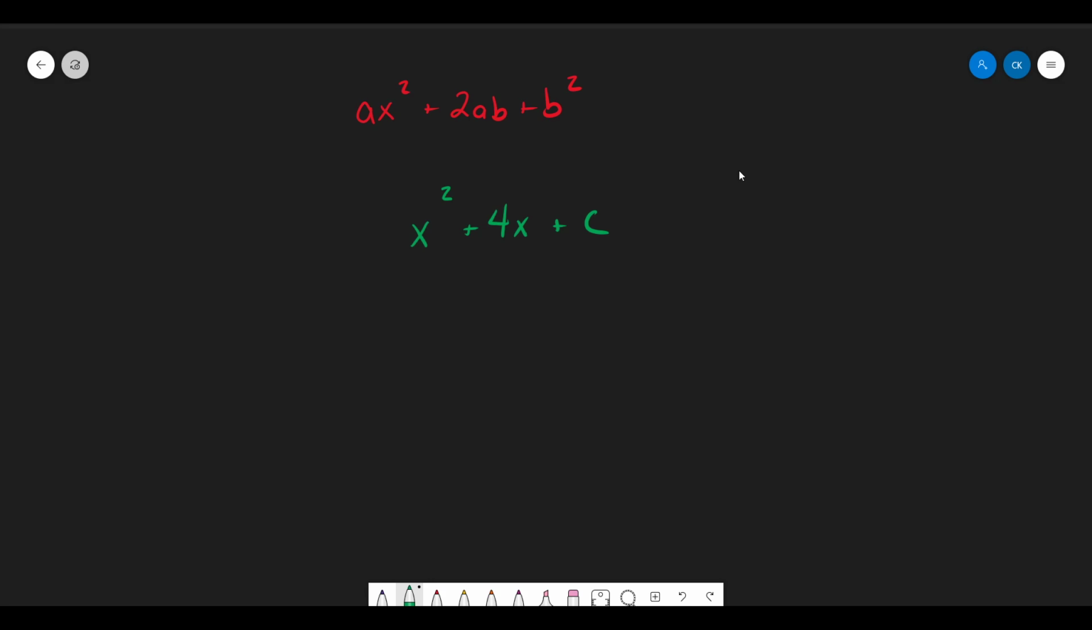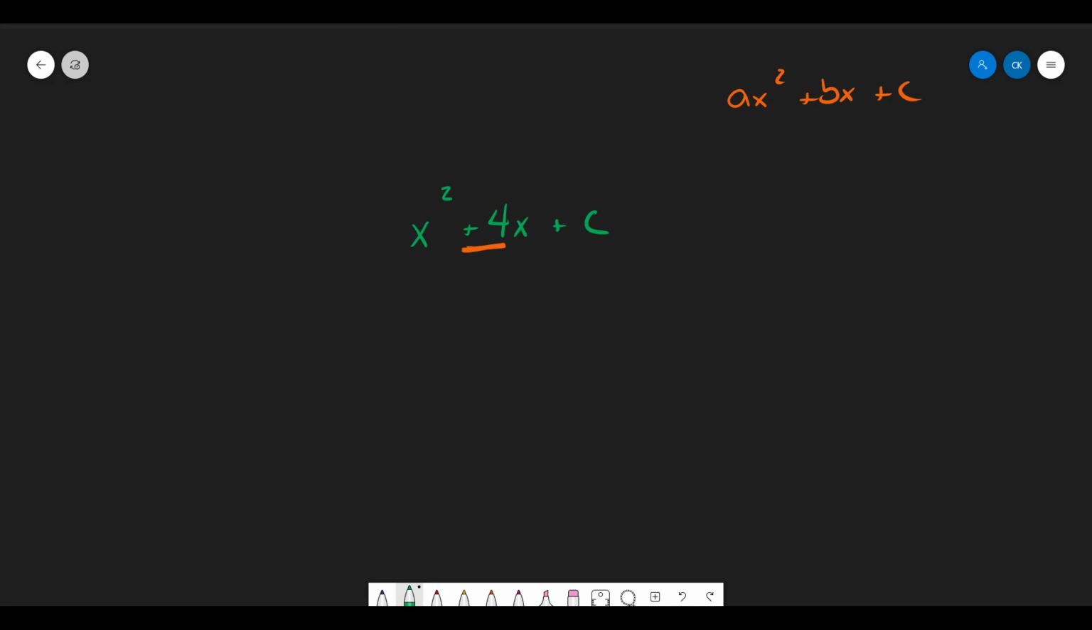The easiest way to do that is a two-step process. The first step, you're going to take half of b. Now, what is b again? b is the coefficient of x. Remember, it's ax squared plus bx plus c. We're going to forget about that for right now. So b is the coefficient of x. In this case, my b is 4, so I'm going to take half of 4. That's step one, take half of b.